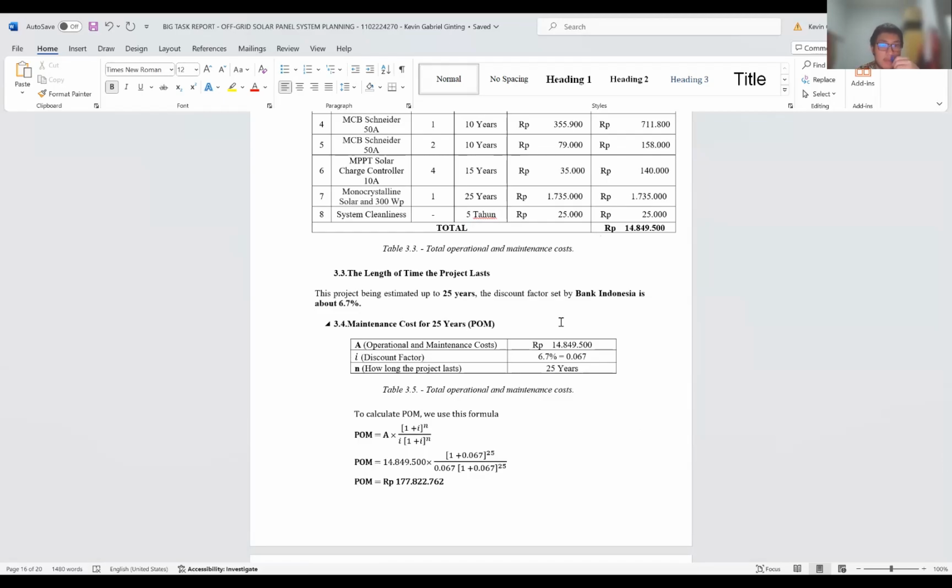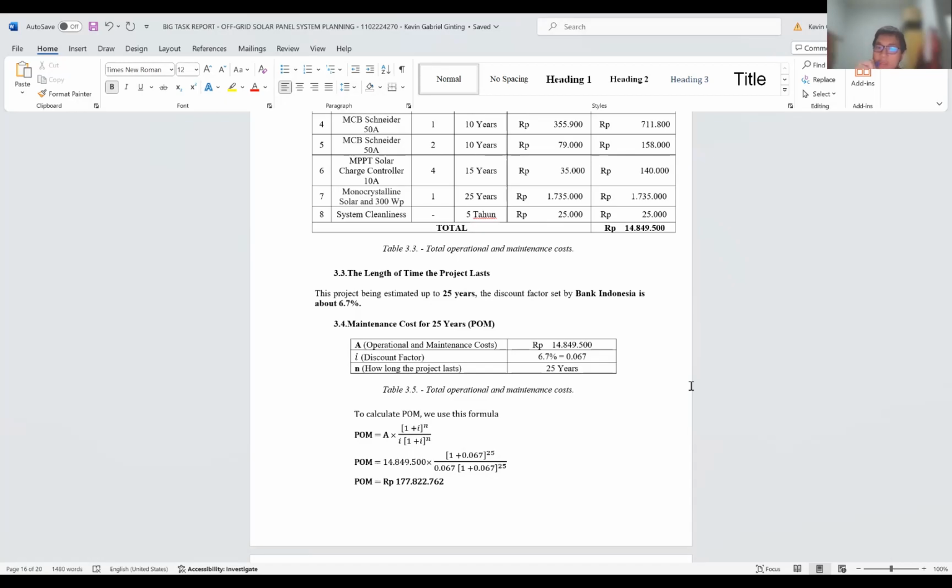How do we calculate it? The POM is calculated as A times (1 plus E) power of n over (I times (1 plus I) power of n). What is A? What is I? What is n? As you can see in here, A is the operational and maintenance cost, which we know earlier is 14 million. And I is the discount factor. As we know, it's already stated by Bank of Indonesia, around 6.7%, or 0.067.